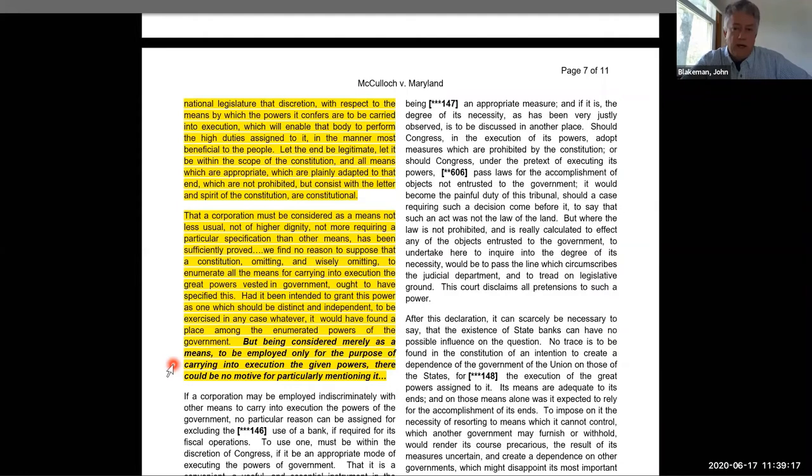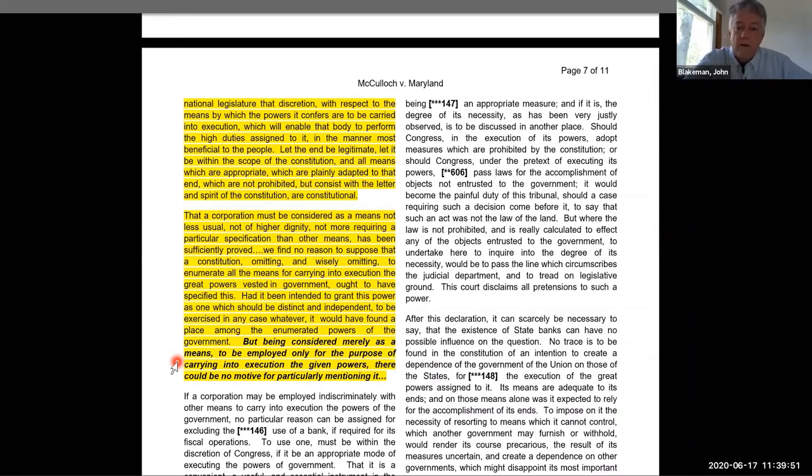And what Marshall is pointing out there is basically the bank itself is a means. It's a means for Congress to bring about its great powers written down in Article 1, Section 8. And the necessary and proper clause allows Congress to choose the means to employ when it wants to exercise one of its explicit powers.